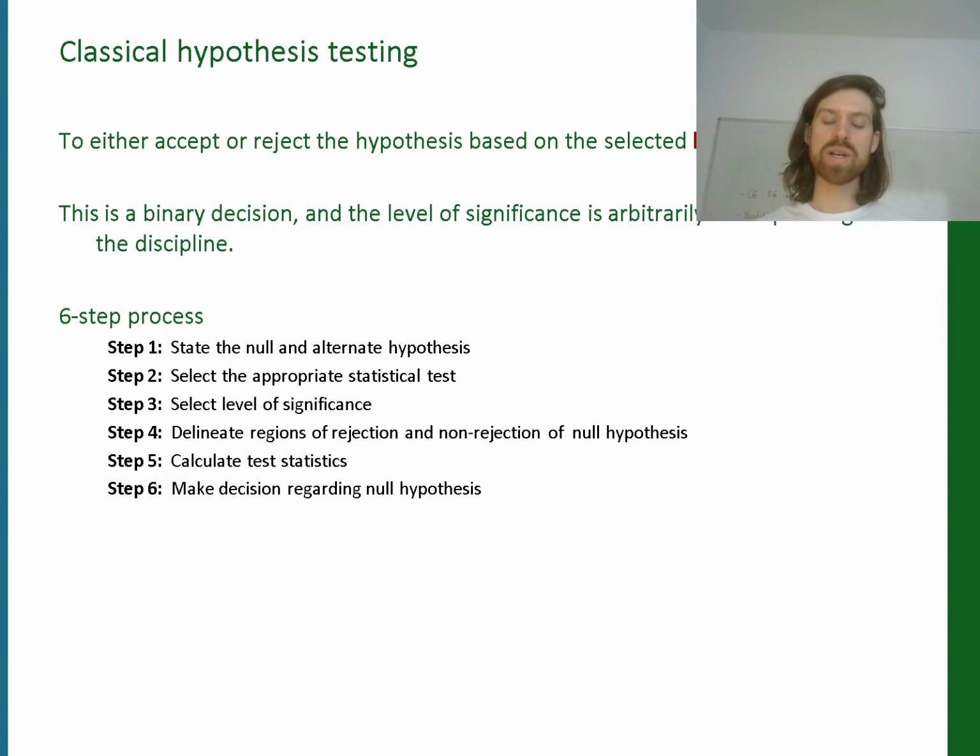Step 4, we would then need to delineate the regions of rejection and non-rejection within our distribution of values to identify where we would accept the alternative hypothesis or basically retain the null hypothesis, so where we don't have enough evidence to reject the null hypothesis. So essentially that can be done using a Z-score, for example, as I'll show you today.